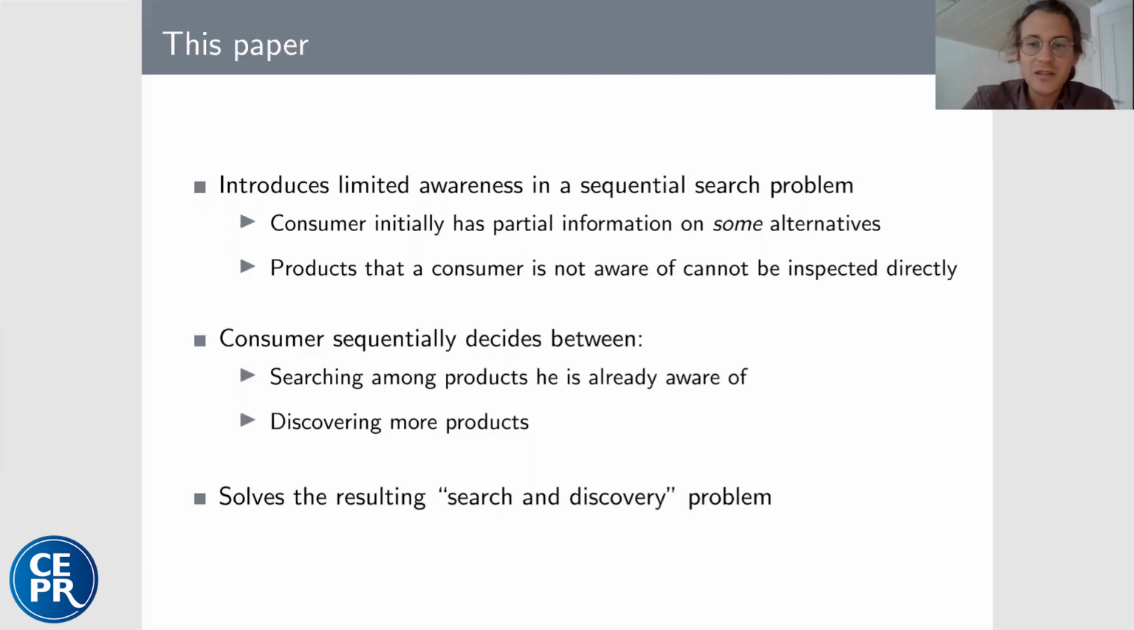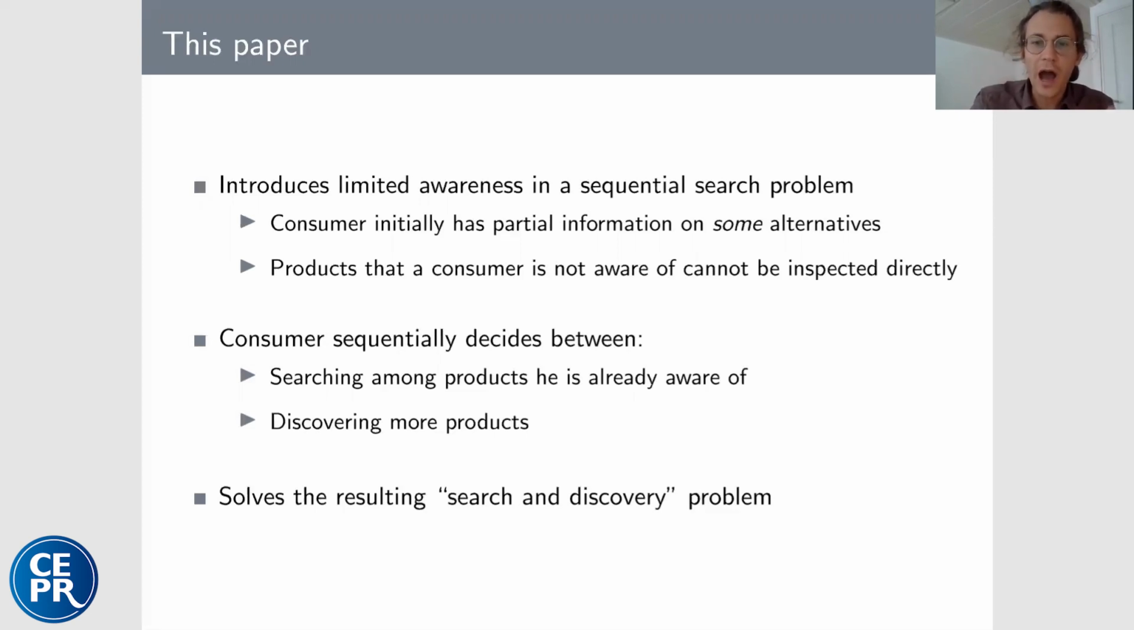So what this means is that with limited awareness, a consumer not only decides on the order in which to inspect products he's already aware of, but also when to continue on and try to discover more products through this broader search. This leads to what I call the search and discovery problem, and in the paper I formalize the underlying decision process as well as solve for the optimal policy.